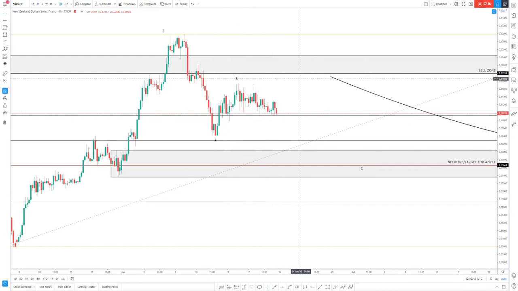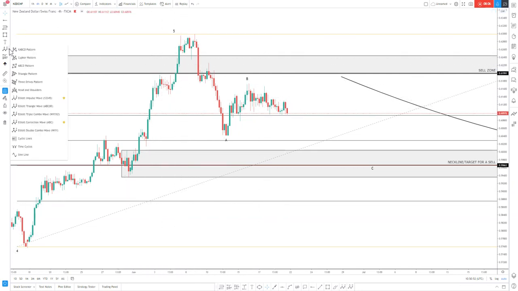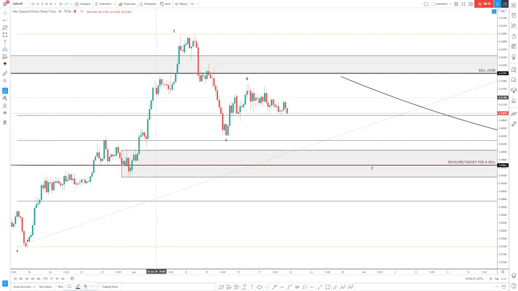Then on the 4 hour time frame, we have some sort of head and shoulder pattern formed. Yes. It's not really a picture perfect head and shoulder, but it is a head and shoulder.